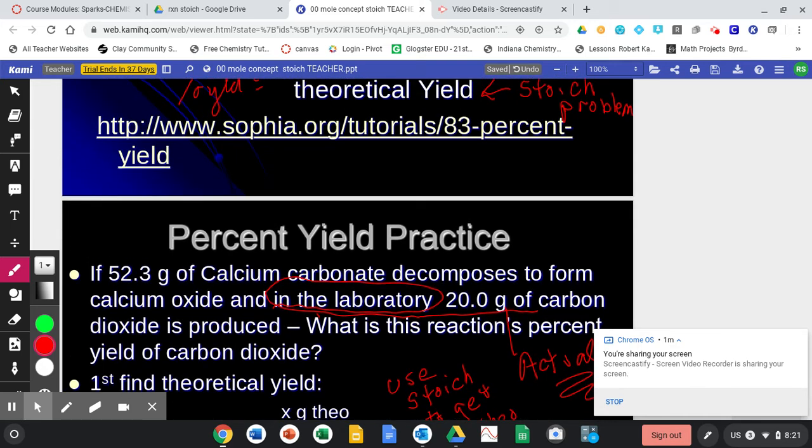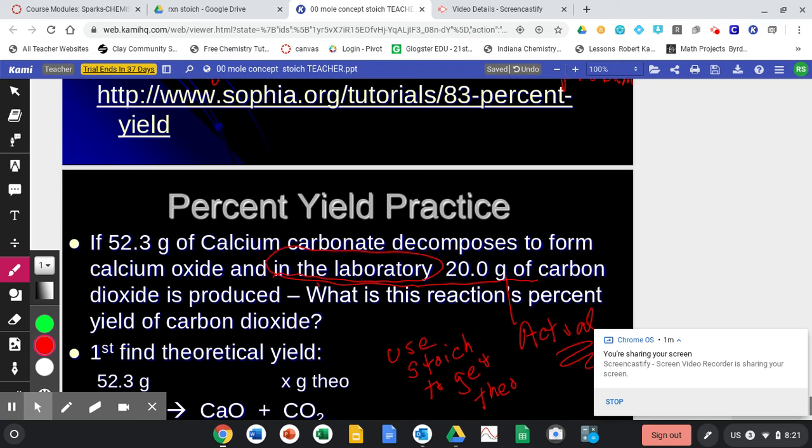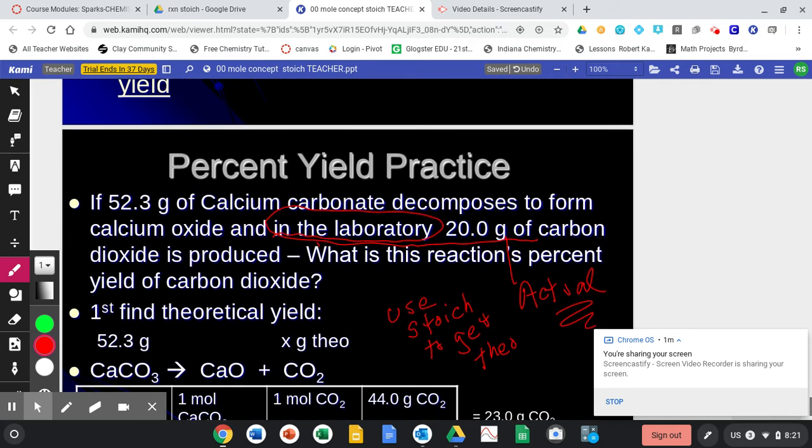We have 52.3 grams of calcium carbonate decomposing to calcium oxide in the laboratory. And so you're going to have calcium carbonate breaking down to calcium oxide and carbon dioxide. The 20 grams that's given to you in the problem is an actual yield because it says in the laboratory, or you actually make. It'll be wording and phrases like that that will just send beacons to you.